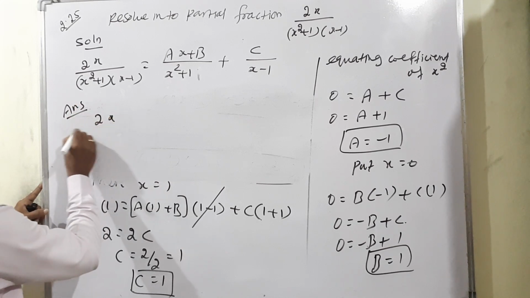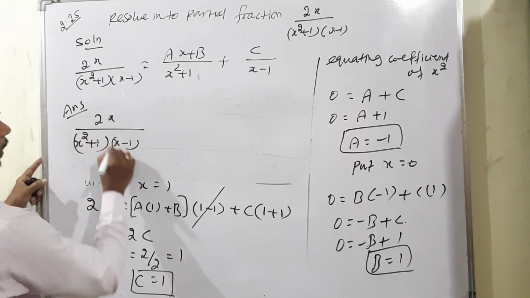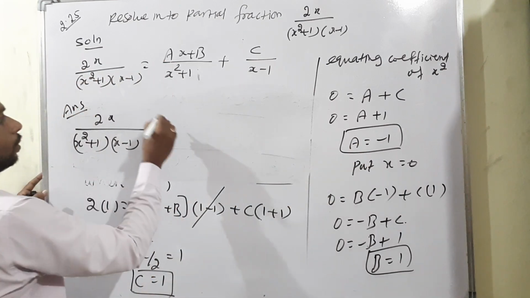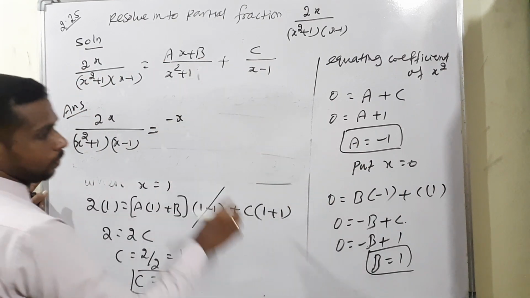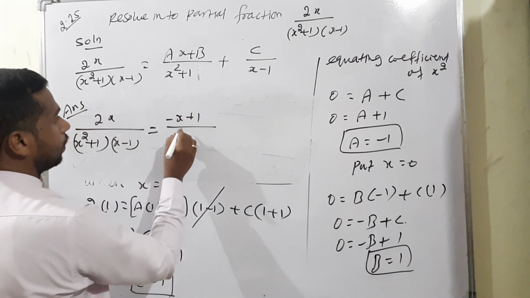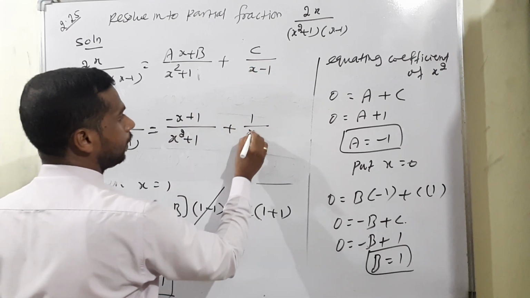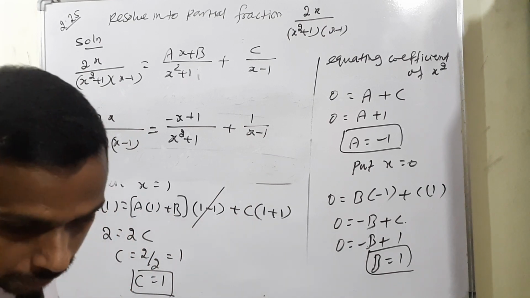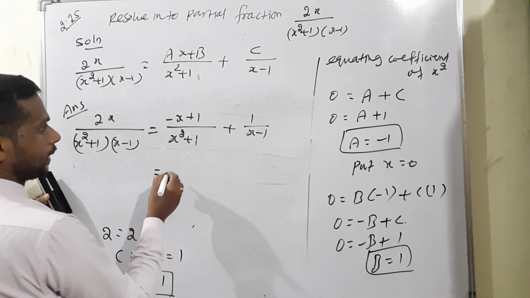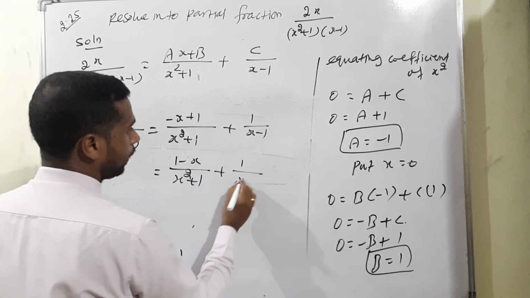The answer: 2x divided by x square plus 1 into x minus 1 is equal to a, which is what we have? Minus 1, isn't it? So minus x. b is equal to what value? 1, so 1 plus 1, the whole thing divided by x square plus 1. The next one, c is equal to what value? 1, so 1 by x minus 1. Therefore, how to rearrange? So we can write minus x plus 1, that is 1 minus x, divided by x square plus 1, plus 1 by x minus 1.